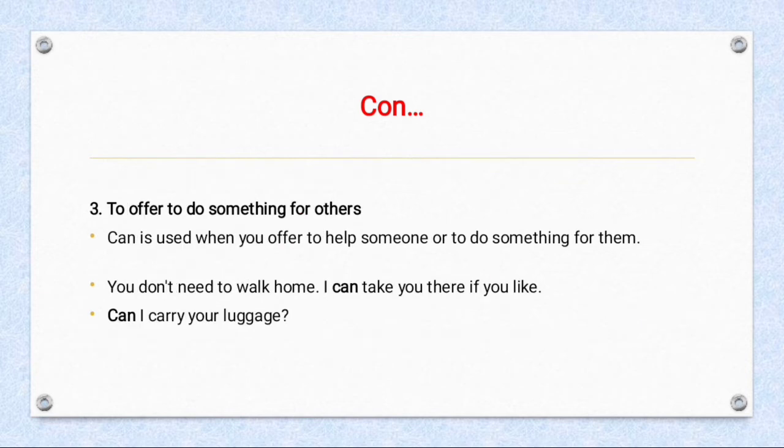And the third, that is to offer to do something for others. The third usage is to offer to do something for others. Can is used when you offer to help someone or to do something for them. Like, you don't need to walk home. I can take you there if you like. Means it's something like I'm offering to someone that I can drop you to your home. And the second is that I can carry your luggage.